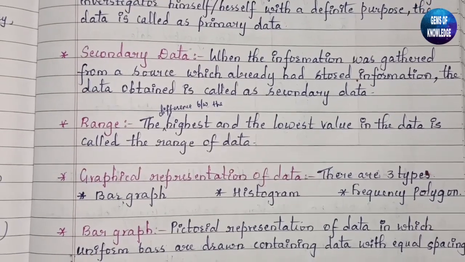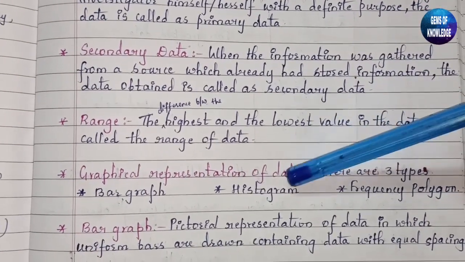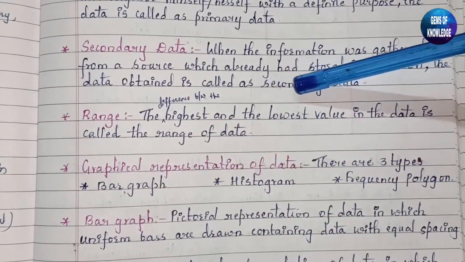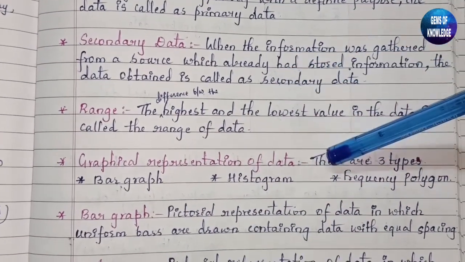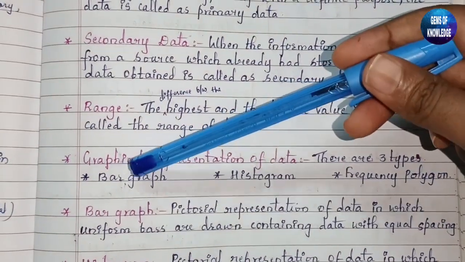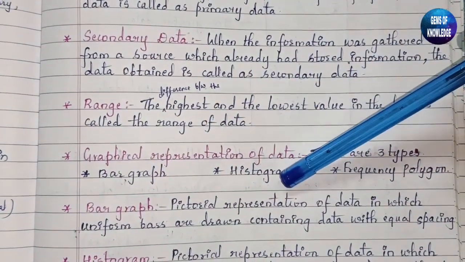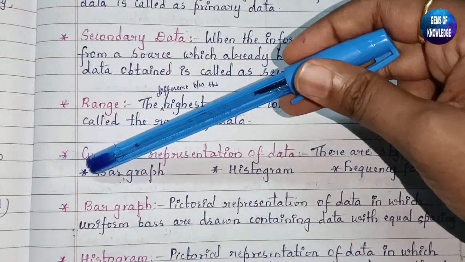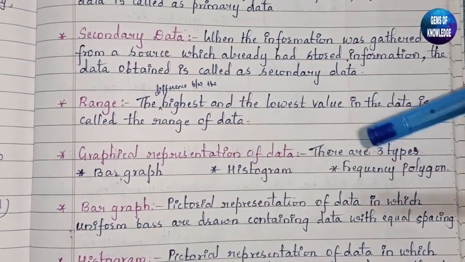Okay, so next we'll move on to graphical representation of data. Your data can be represented in particular graphs also. There are three types of this: the first one is bar graph, the second one is histogram, and the third one is frequency polygon. We will know what these things are one by one.